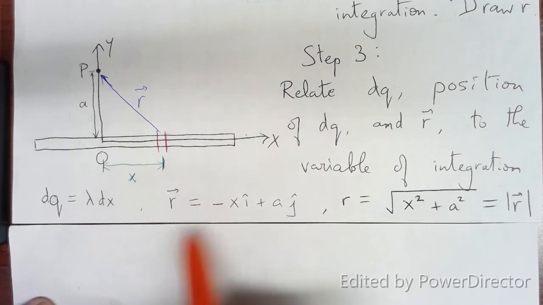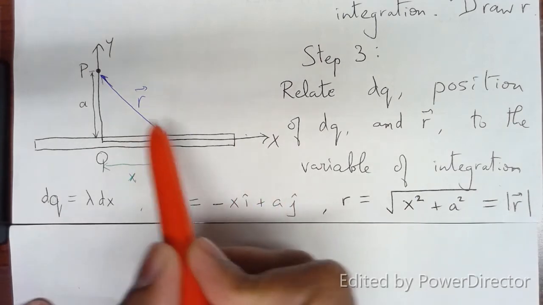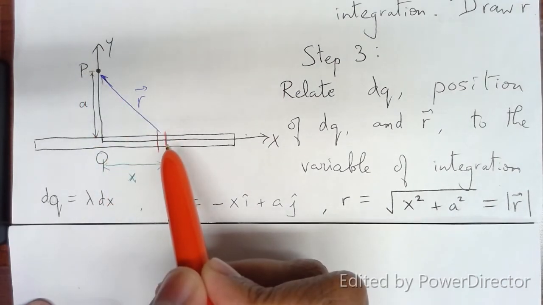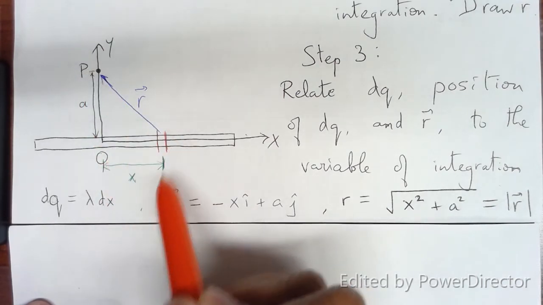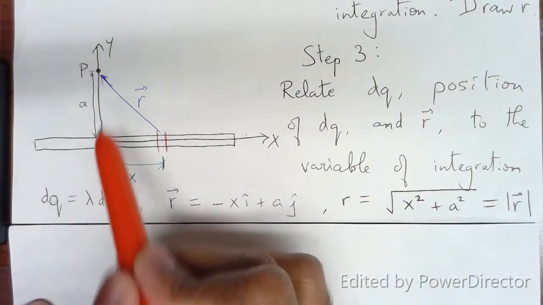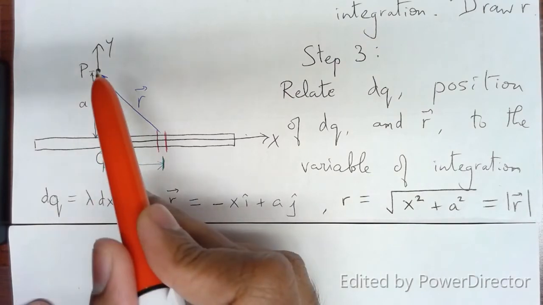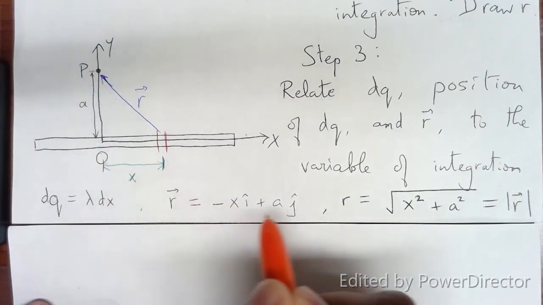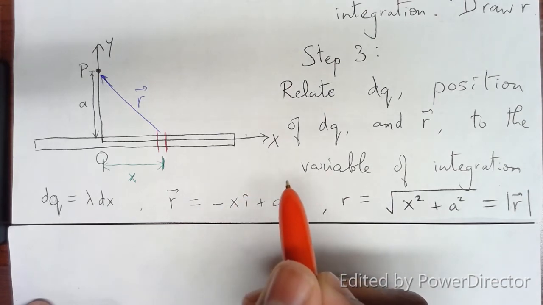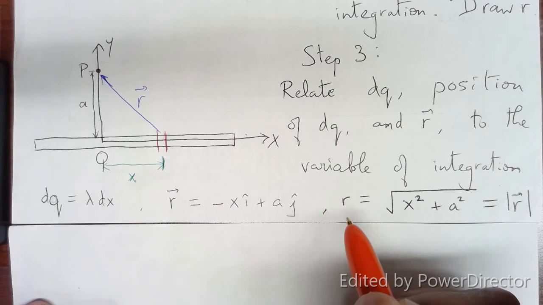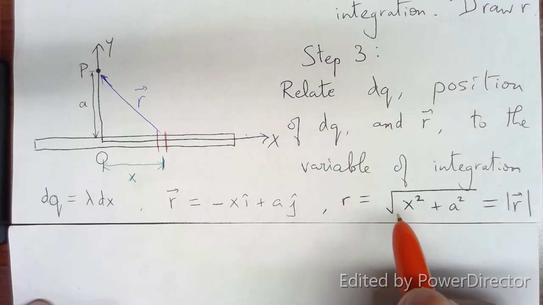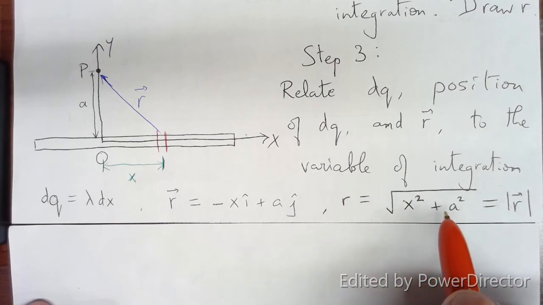We relate r to x and various other constants. So r, remember, points from the source to the test point. So we need to move in the negative i hat direction, and it's a distance x, so we write minus x i hat. And we need to move in the positive j hat direction, distance a, so we write plus a j hat. So that in total gives us r is equal to minus x i hat plus a j hat. This is the r vector. And then we find the magnitude of the r vector, which we just call r, and that ends up being the square root of x squared plus a squared.